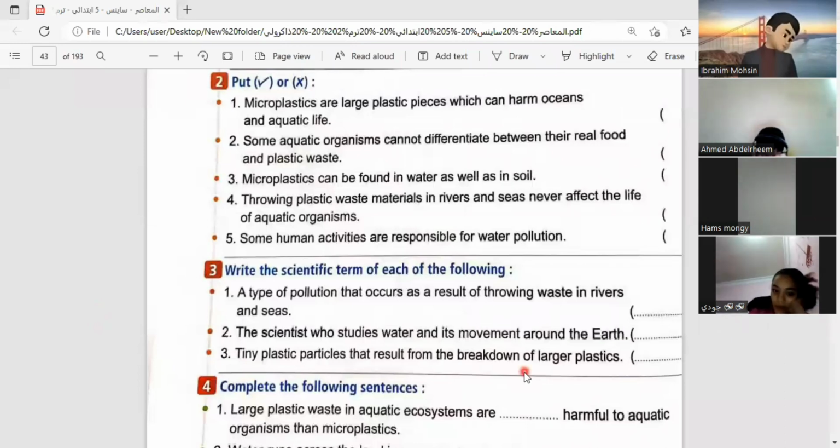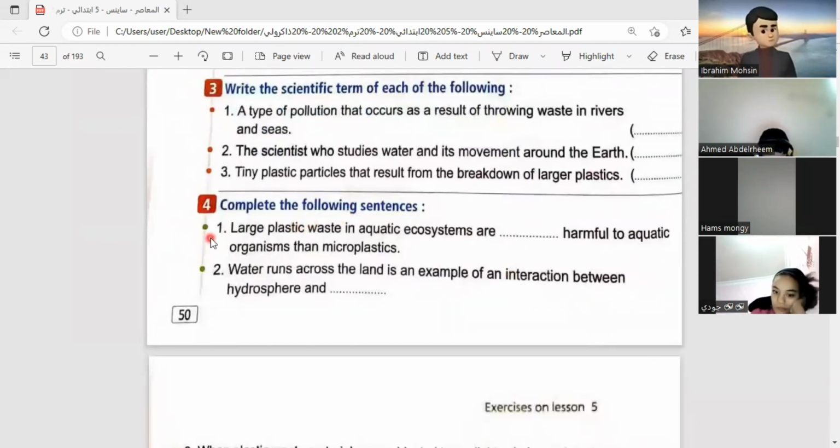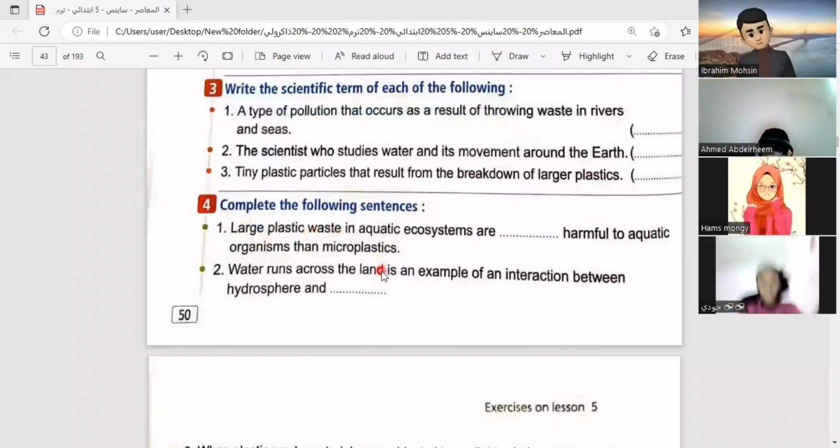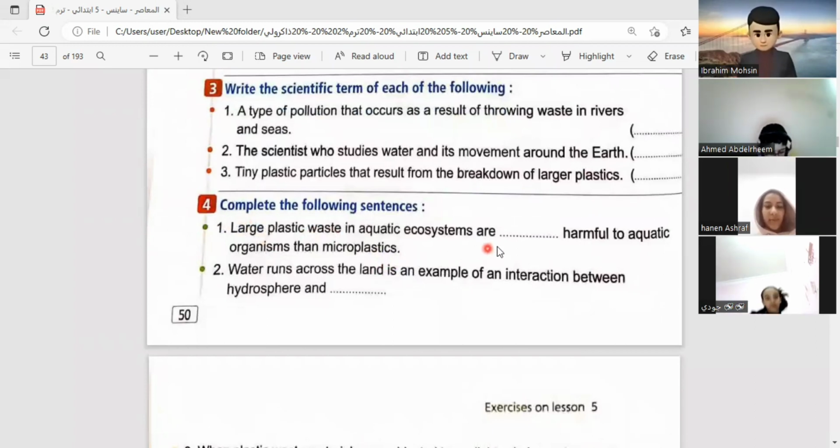Microplastic. Number 4: complete the following sentence. Number 1: large plastic waste in aquatic ecosystems are harmful to aquatic organisms and microplastics. Less harmful. Yes, right.